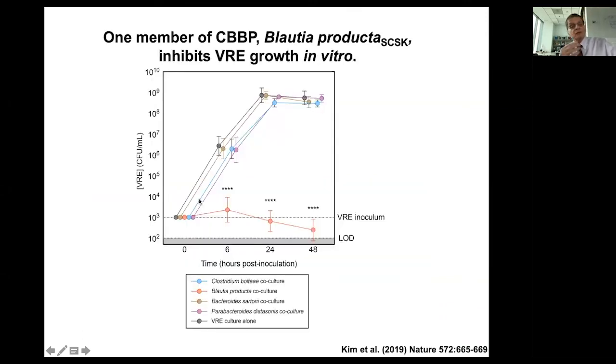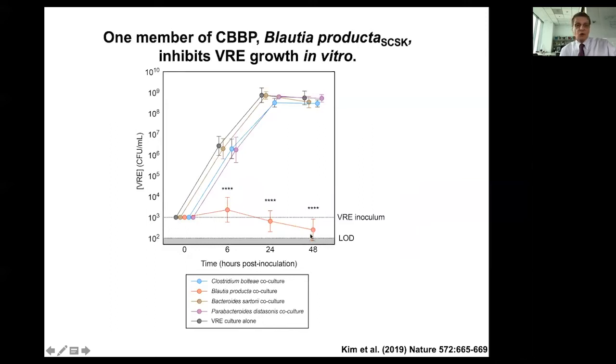We wondered who's actually clearing the VRE. And so Sean Kim, an MD PhD student in the lab when I was in New York, tested each of the individual bugs in co-cultures with VRE, and what he found, it came out super obvious, was that Blautia producta completely inhibited, in fact killed VRE upon co-culture in vitro.